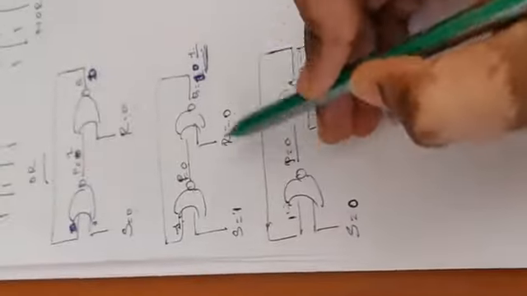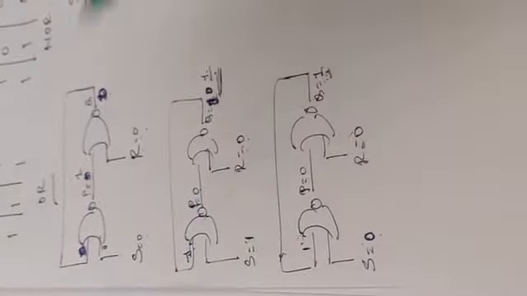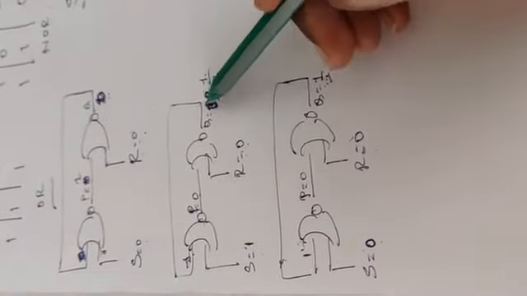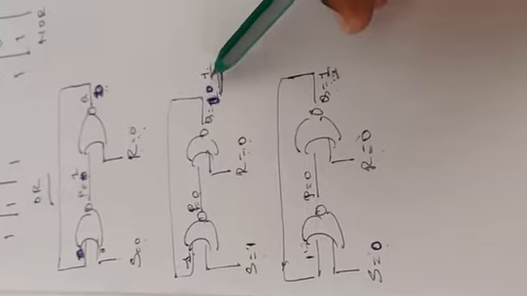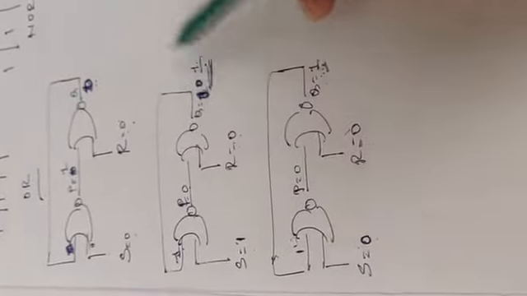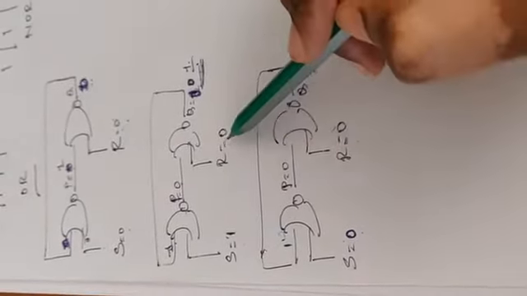When s is equal to 1 and r is equal to 0, q might be 0 in its previous state, but it will change it to 1. Once it's changed to 1, it will never change back to 0. So that is s is equal to 1, r is equal to 0, and that is what I call a set state.